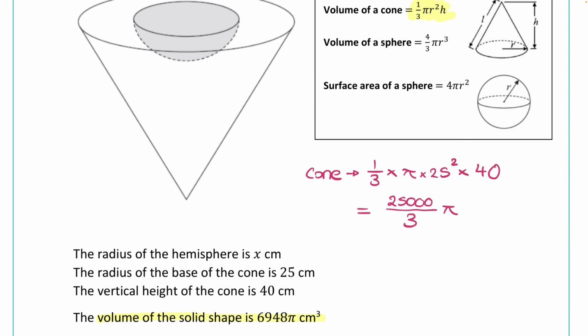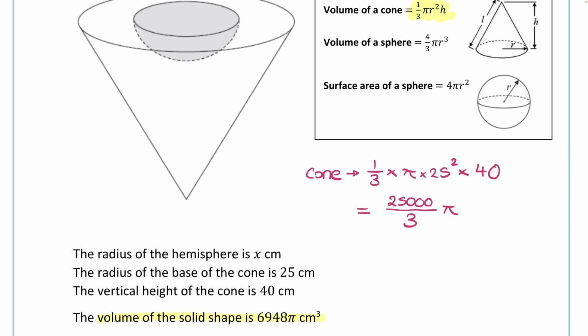If I convert that to a decimal, it's 26,179.93878. So just decide for yourself whichever one you prefer to write down. If you are going to write down the decimal, you need to write down all the decimals to keep this as accurate as possible throughout the question. I'm going to leave it as that for the moment.